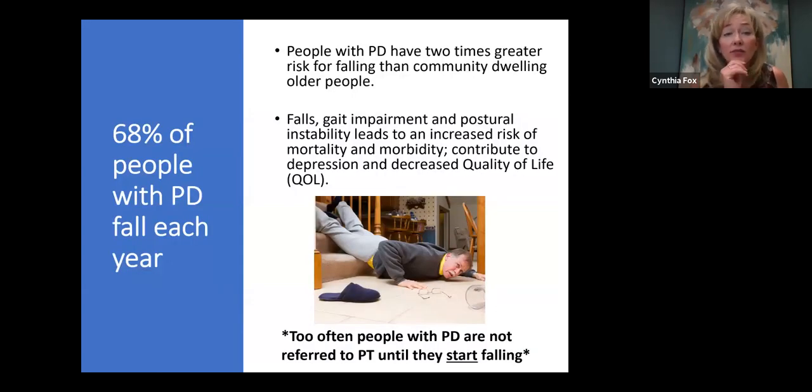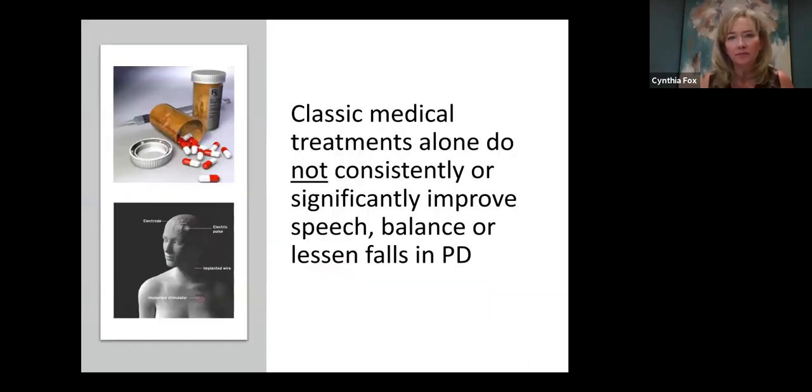We also know that 68% of people with Parkinson disease fall each year. People with Parkinson's have 2 times greater risk for falling than community-dwelling older individuals. Falls, gait impairment, postural instability leads to an increased mortality and morbidity and contribute to decreased quality of life. So too often, people with Parkinson's are not referred to physical therapy until they start falling. And again, our theme is always get to physical, occupational, speech therapy before these things happen so that perhaps we can either slow or prevent their onset.